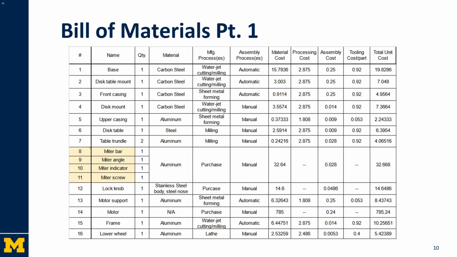Here's the first part of our bill of materials for the 32 parts of our product as numbered in the exploded view. Most of our parts are made of steel or aluminum and use water jet cutting, milling, lathing, or sheet metal forming as the manufacturing process. We have some parts and assemblies, highlighted in yellow, that will be purchased from an outside supplier.